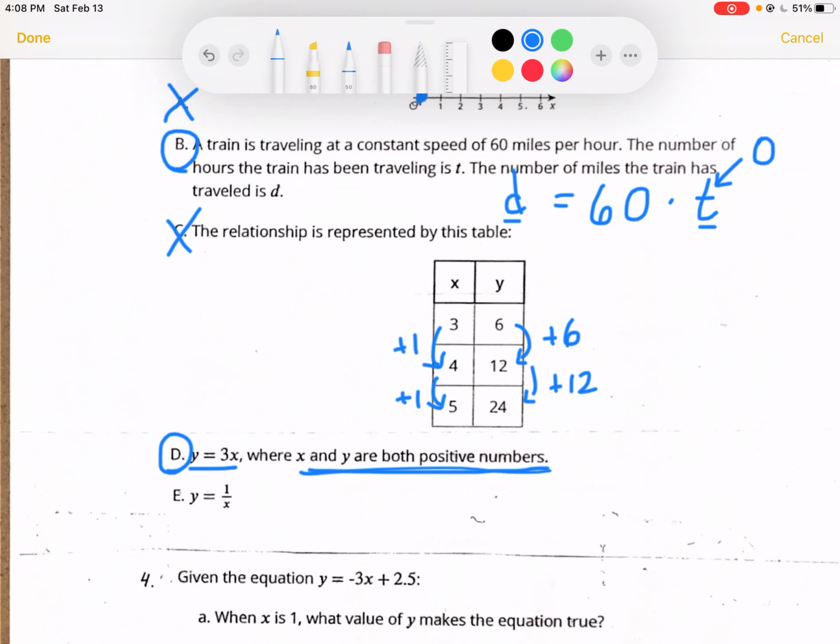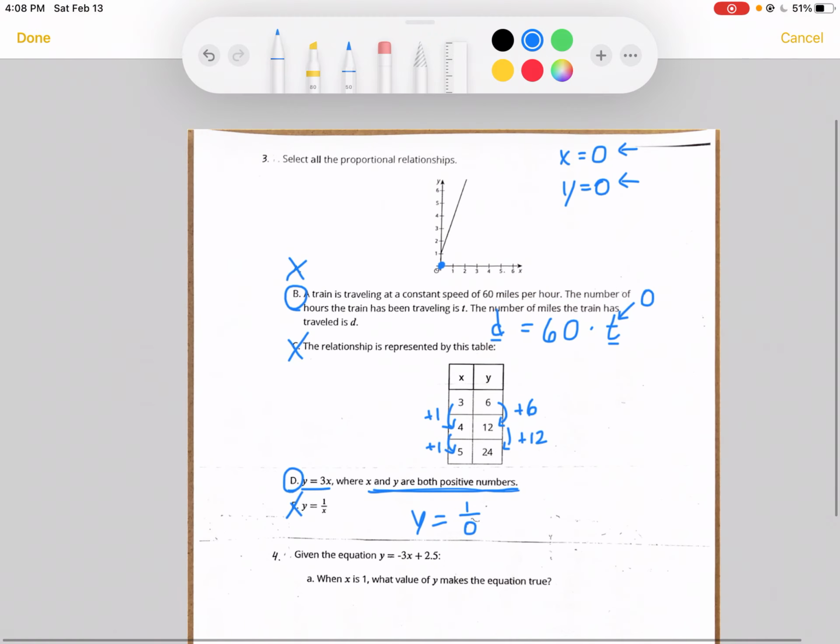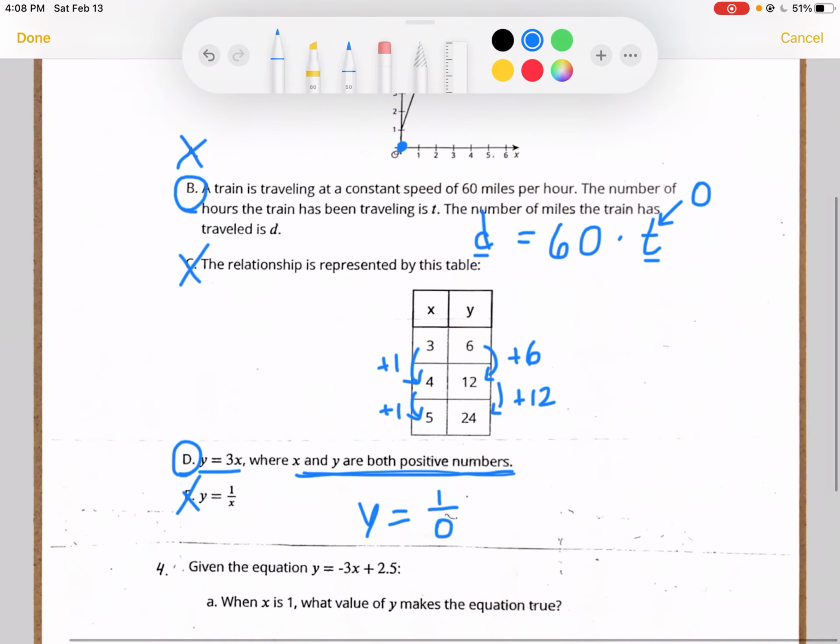The last one, looking at E here, y equals 1 over x. If I plug 0 in for x, what happens? What happens when you go 1 divided by 0? You don't get a number, right? You get an error in your calculator. You're going to get something that's undefined. You cannot divide by 0. So that's going to be a problem for E. Okay, so on number 3, we're going with B and D.